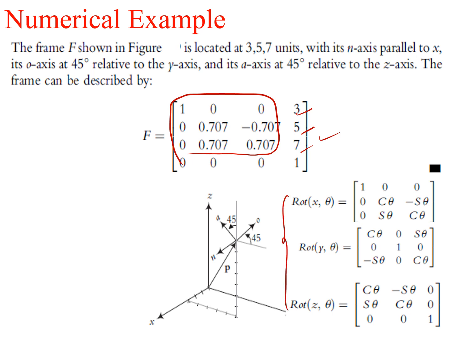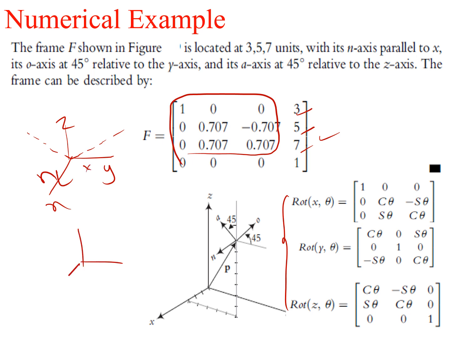The frame F shown in the figure is located at 3, 5, 7 points, with its n axis parallel to x. So n is parallel to x, which means, so this is x, y, z, and this is n, so n is parallel with this, and you have a slight displacement. Okay, and then it says 3, 5, 7, so we can draw it like this.